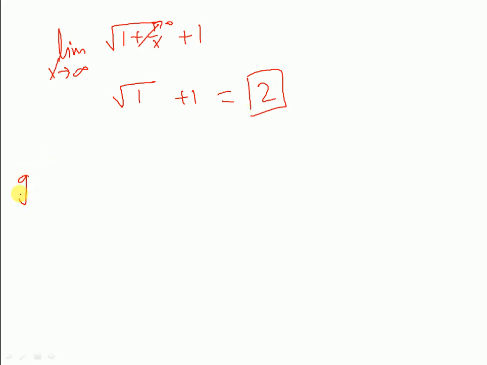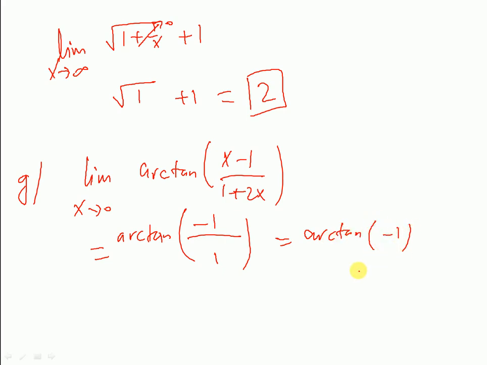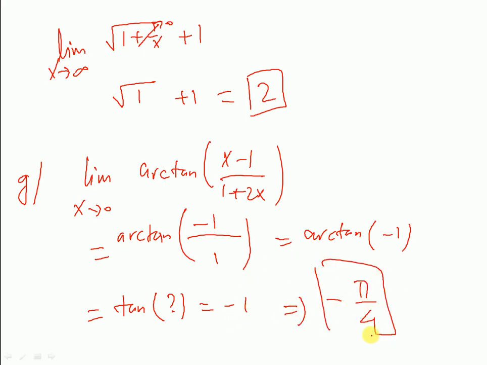Okay, part G. Limit when x goes to 0 of arctangent of (x minus 1)/(1 plus 2x). Now when x goes to 0, let's plug in the whole thing. First, we have x minus 1, 0 minus 1, which is minus 1. The 0 here is gone, which gives you 1 at the bottom. So arctangent of minus 1. This is equal to the angle whose tangent gives you minus 1, right? That's what it means. So tangent of something gives you minus 1, which is minus pi over 4. Tangent of minus pi over 4 gives you minus 1.